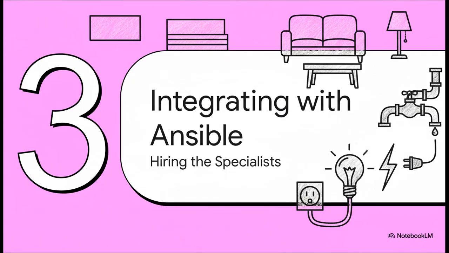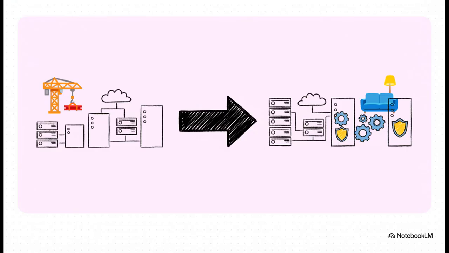The house is built, the foundation is solid, the walls are up, but it's empty. We need someone to come in and actually furnish the place, install the appliances, set up the Wi-Fi. For that job, we bring in a specialist, and that specialist is Ansible. And this is such a critical distinction to make, what we call separation of concerns.